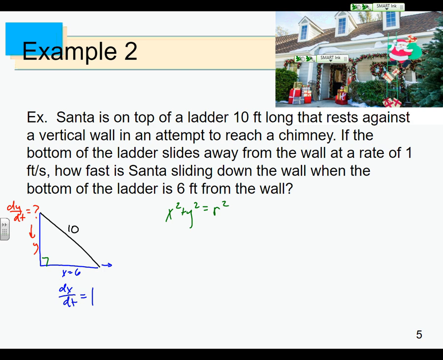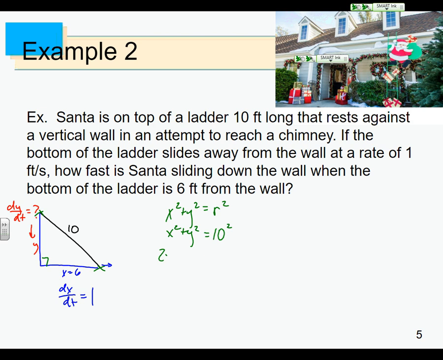You can use whatever you want to, because my hypotenuse, like I said, is always going to be 10 right there. Always. It's not changing. How far the bottom of the ladder is from the wall and how far the top of the ladder is off the ground, that is what is changing. So I should be able to take a derivative of this now. And again, the only thing I plugged in was my r, because it was constant. x and y are both changing because the ladder's sliding down the wall.